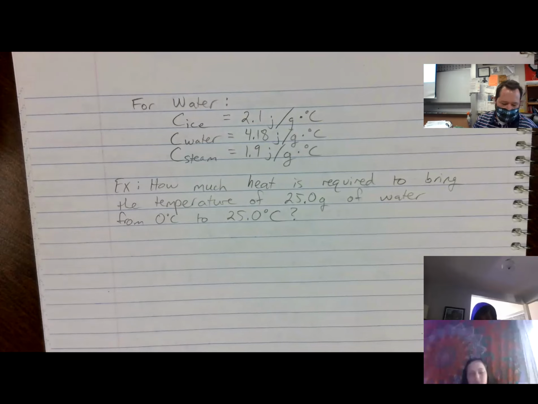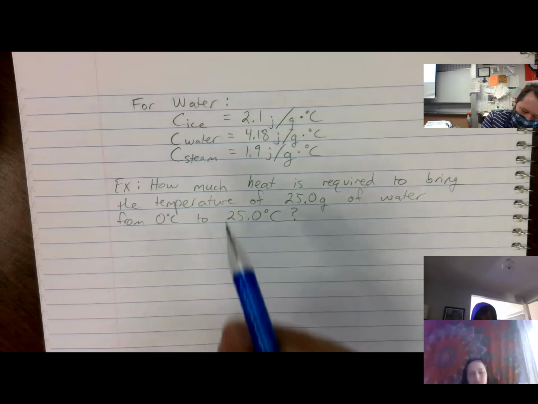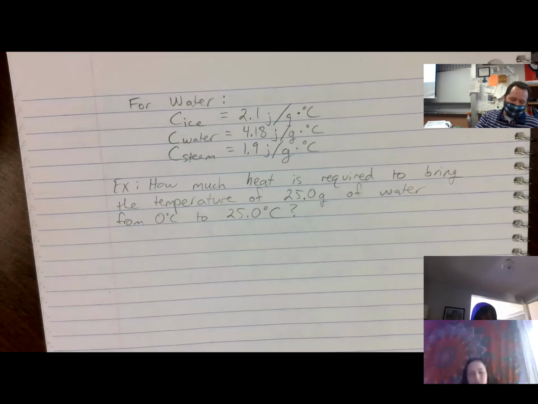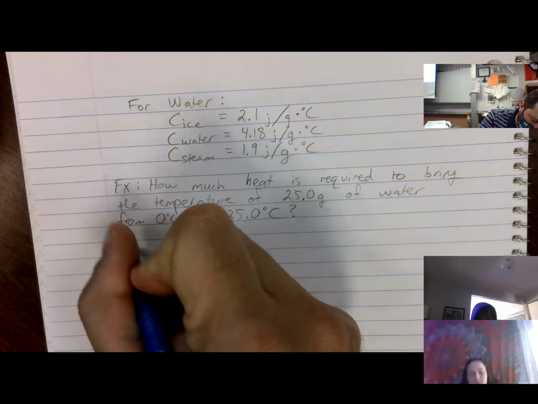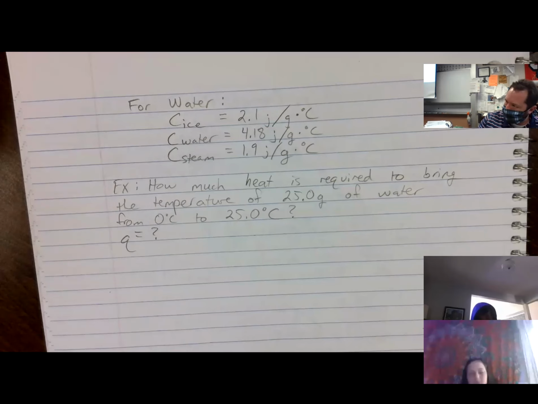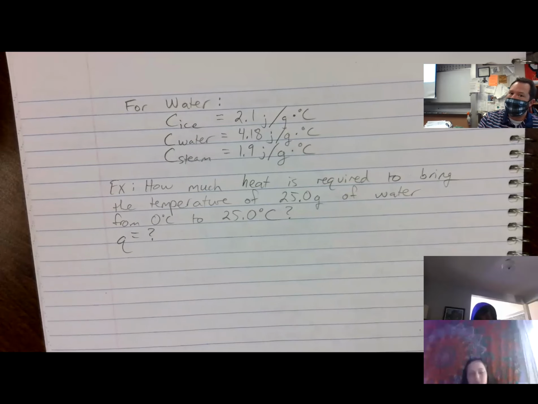So first question, how much heat is required to bring the temperature of 25 grams of water from 0 degrees Celsius up to 25 degrees Celsius? Heat, just another word for energy, not necessarily temperature. So how much energy? So we're looking for our Q. We're going to need a mass, we're going to need to change temperature, and we're going to need a specific heat.